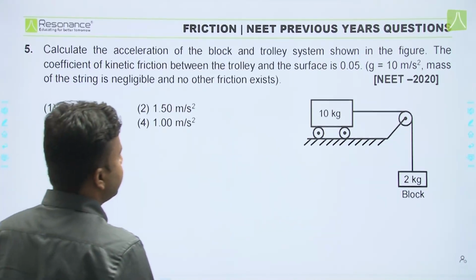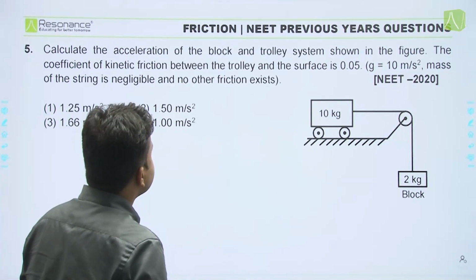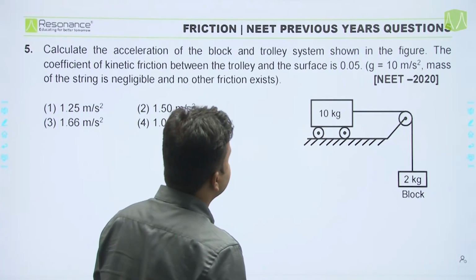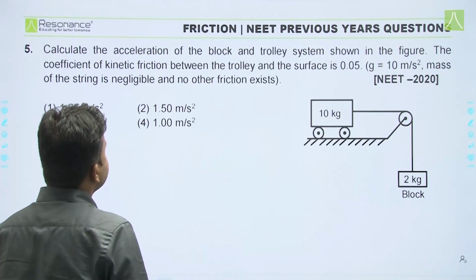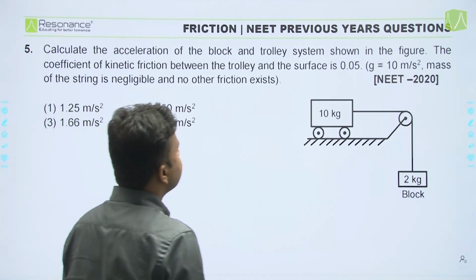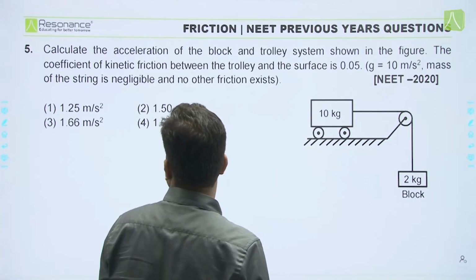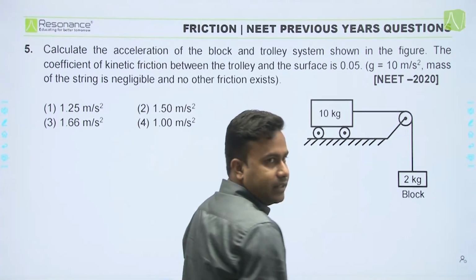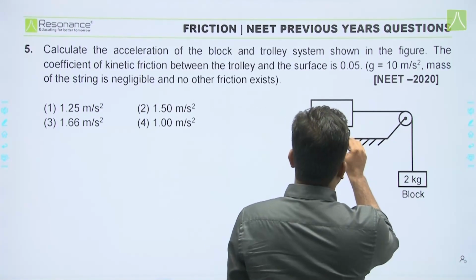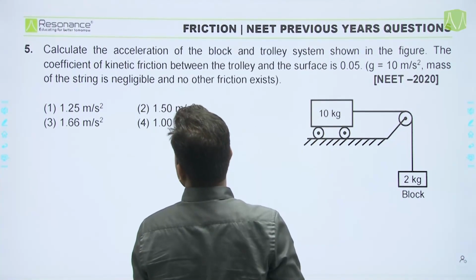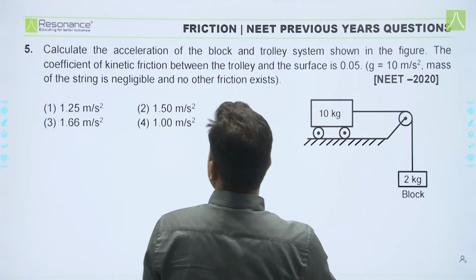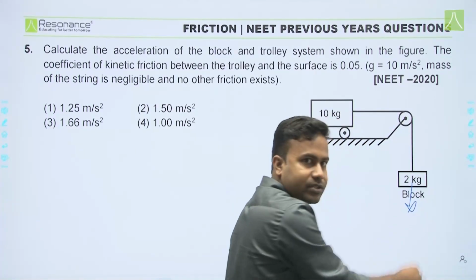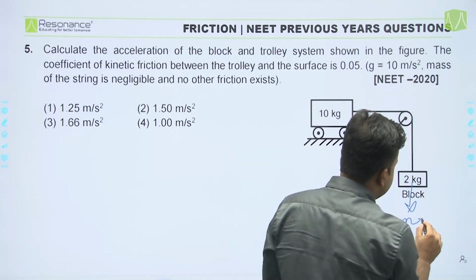Next, this one is the latest question from 2020. In 2020, NEET asked: calculate the acceleration of the block and trolley system shown in the figure. The coefficient of kinetic friction between the trolley and the surface is 0.05. Everything is given. Again, it's an easy question, same as the second question. You have to find the acceleration. Look at this: the hanging block experiences a force in the downward direction, how much? M into g.